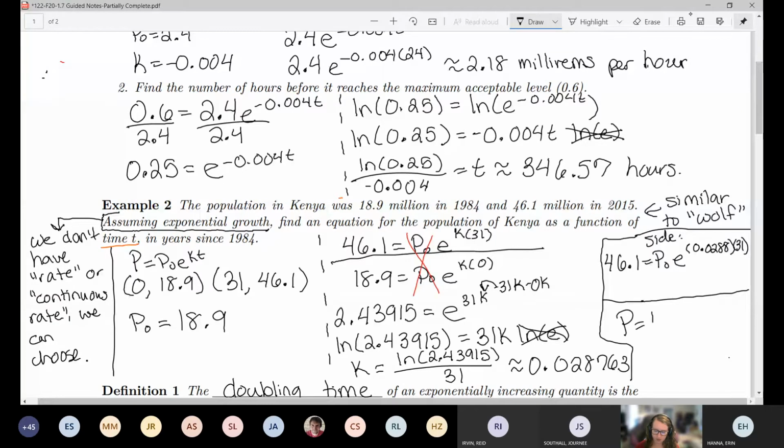So our equation, P naught is 18.9, e to the k, 0.0288t. 0.029 is fine. 0.03 is probably a bit iffy. If it was an exam, I would accept it, but Wiley would probably definitely get angry. Also, triple check, Wiley usually specifies how many decimal places they want. Questions, concerns on that?